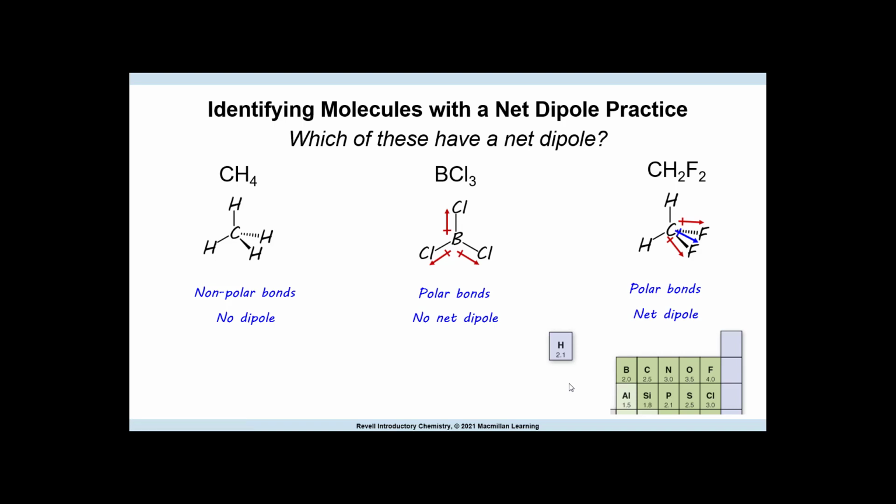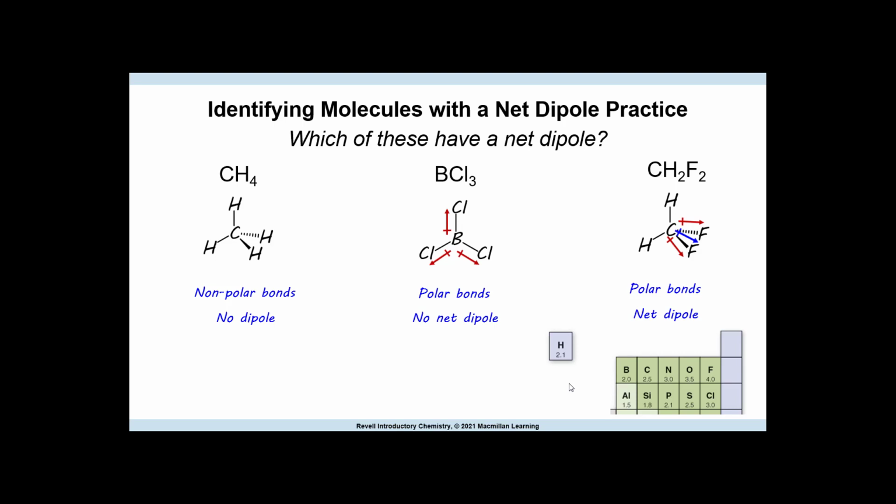The second molecule, which is BCl3, contains polar bonds. Because it is trigonal planar, the electron pull of the 3 chlorine atoms cancels each other out, and there is no net dipole. So they're all going in 3 directions, but very symmetrically and equally. And the third molecule, which is CH2F2, the 2 carbon-fluorine bonds are polar, creating a net dipole in the direction of the 2 fluorine atoms.